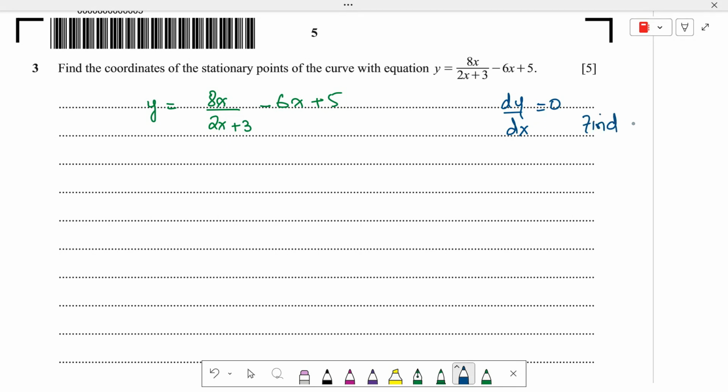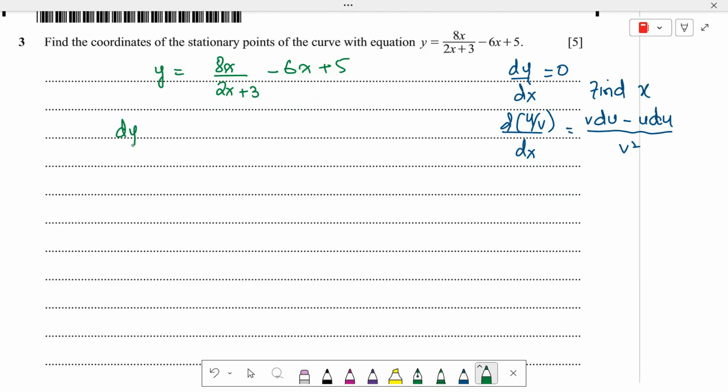By using this equation we will find the x coordinate, and to find dy over dx we will need the quotient rule. d(u over v) with respect to x is equal to (v times the derivative of u minus u times the derivative of v) over v squared. Now find dy over dx. Dy over dx is equal to 8 times the derivative of x over 2x plus 3 with respect to x, and then negative 6 times the derivative of x with respect to x, and then the derivative of the constant 5 with respect to x.